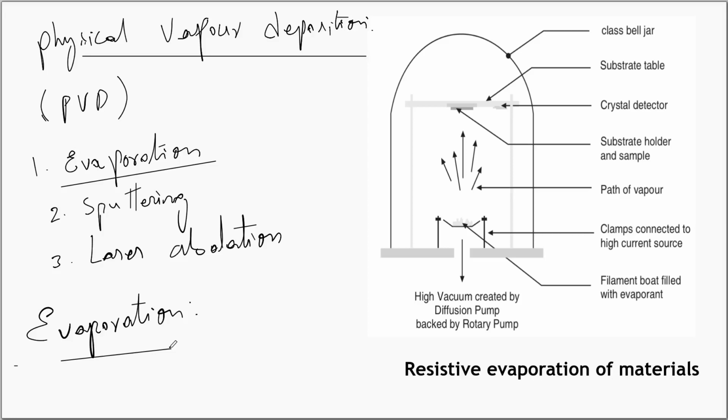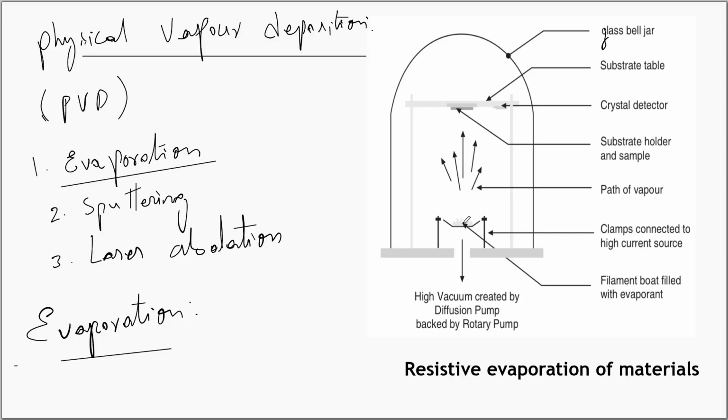There are two popular evaporation methods. The first one is resistive evaporation. Here you can see the resistive evaporation of materials in a glass chamber. You see you have a glass bell jar, you have a substrate table and a crystal detector here, substrate holder and sample. This is a substrate holder. What is a substrate? Substrate is a material on whose surface some other material can be grown. It could be a crystal or it could be a thin film. We have the path for the vapor in this direction because the entire thing is evacuated.